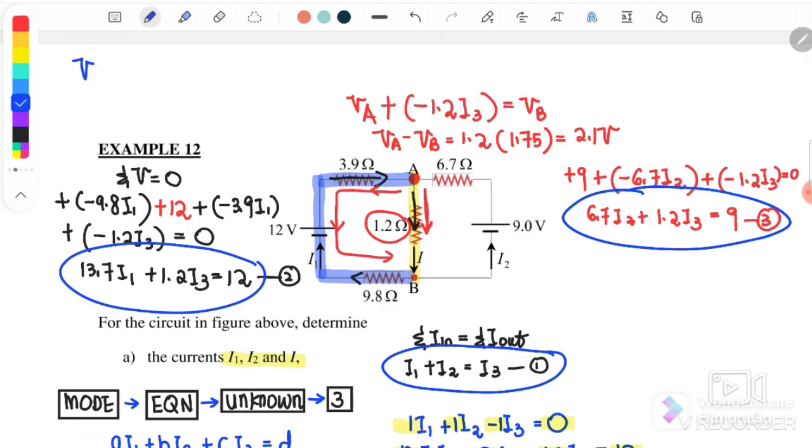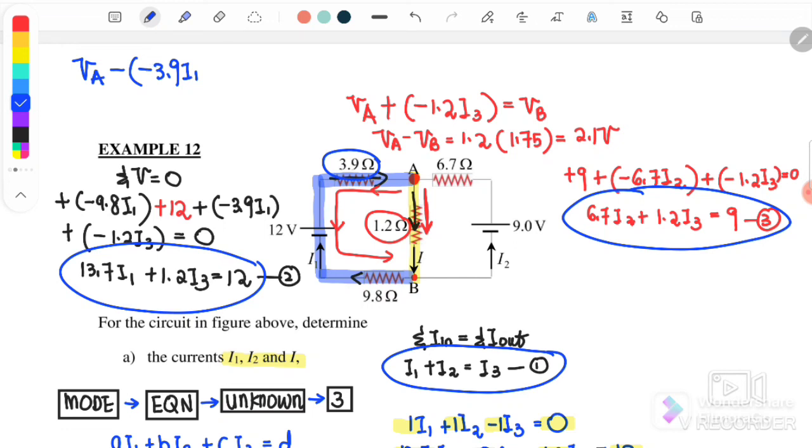A, and then I will go through 3.9. Because the direction of the current and the direction of the loop are opposite, I substitute a negative, and then substitute -3.9 I1. So the first negative is because of the opposite direction. The second negative is because of the energy dissipated inside the resistor when the current passes through.